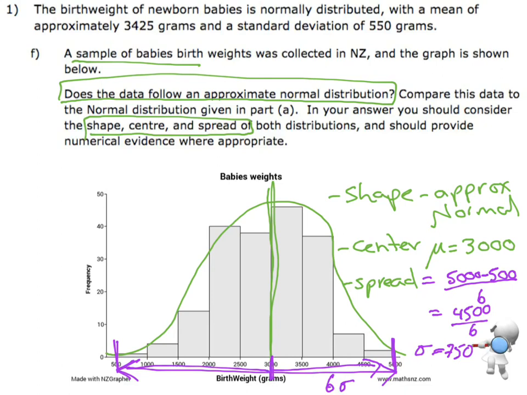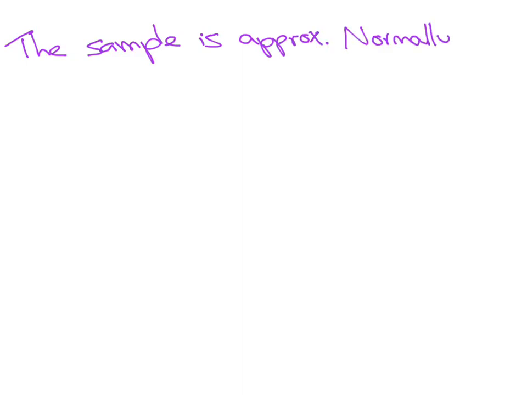So that tells me I've got my standard deviation for the data is about 750. So that's the first thing I want to do. Shape, center, spread. I want to write that as a sentence. Okay. So I'm going to say the sample is approximately normally distributed in shape, and remember, achieved is stating it, merit is justifying it.